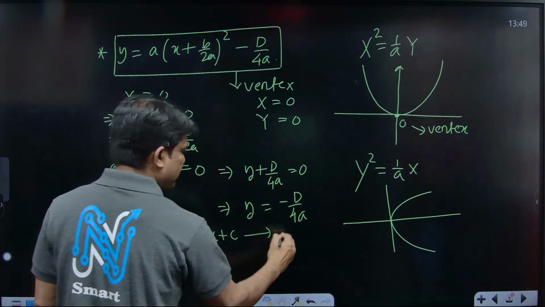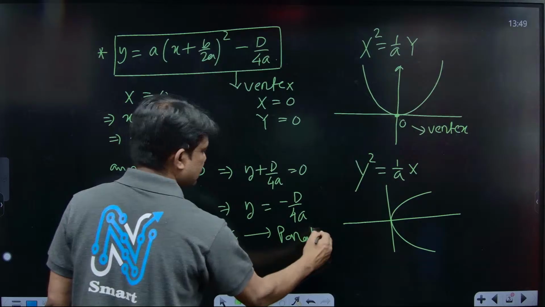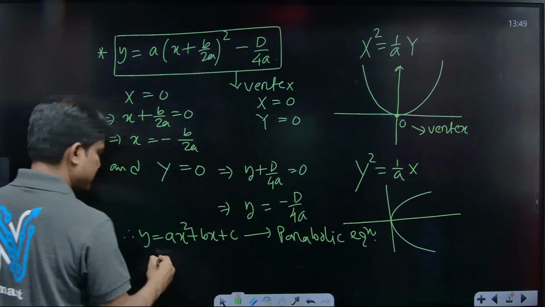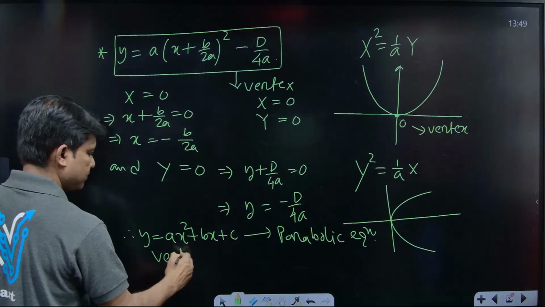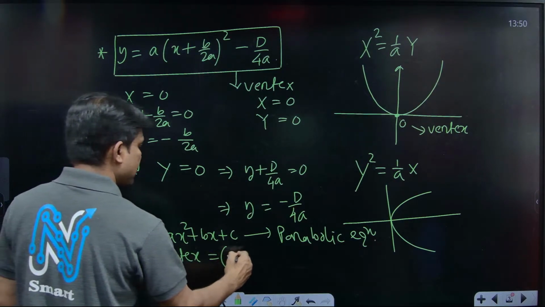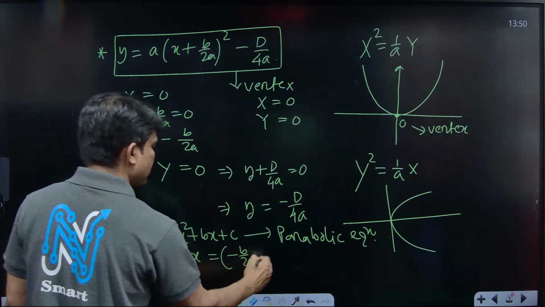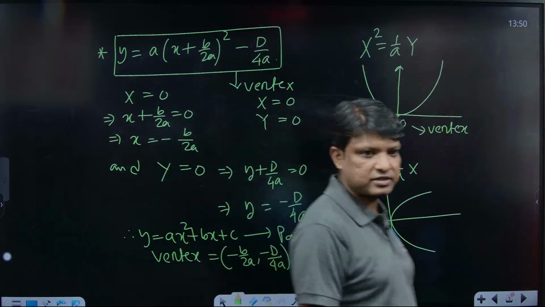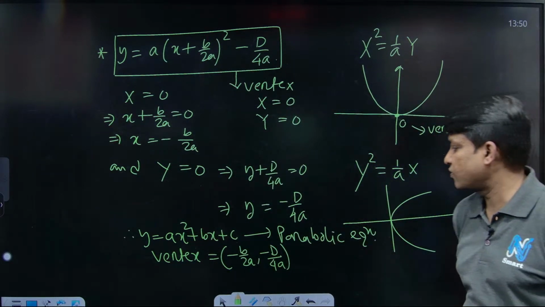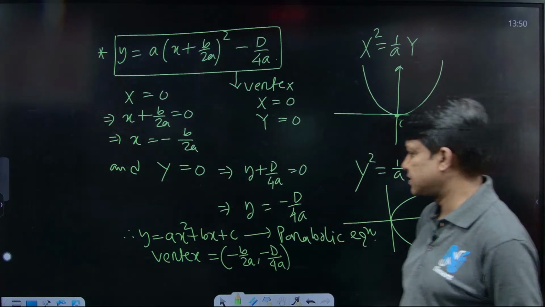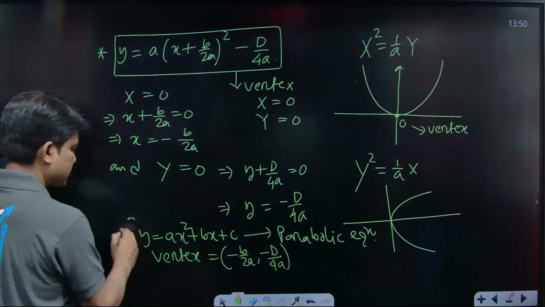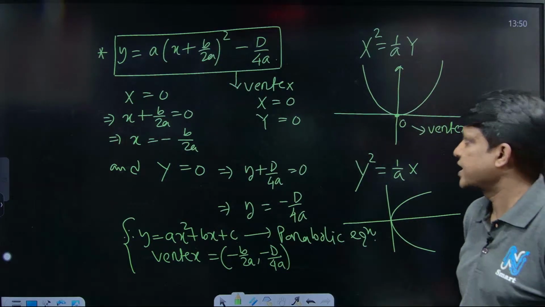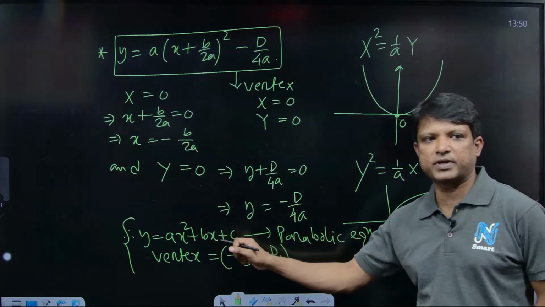This is a parabolic path. This is the parabolic equation, and the vertex of this equation is minus b by 2a, minus discriminant by 4a, where a is the coefficient of x square, b is the coefficient of x and c is the constant term. This is the total transform of a quadratic expression to a parabolic path. Clear? I think everyone understood what the parabolic expression means: a quadratic expression transforms to a parabola.